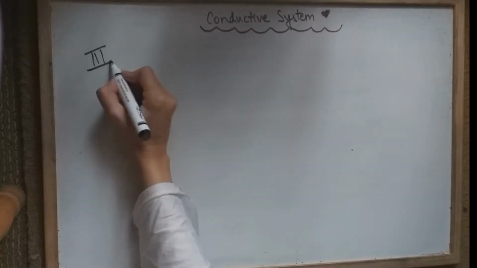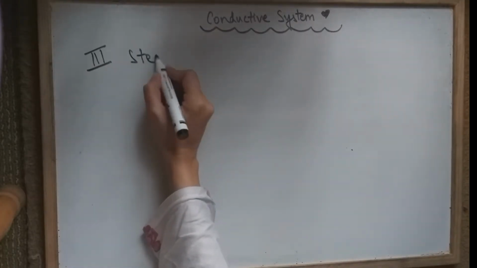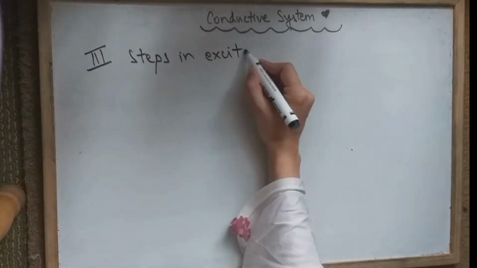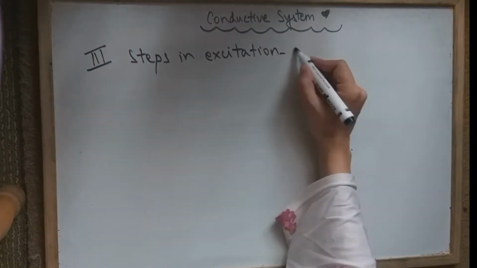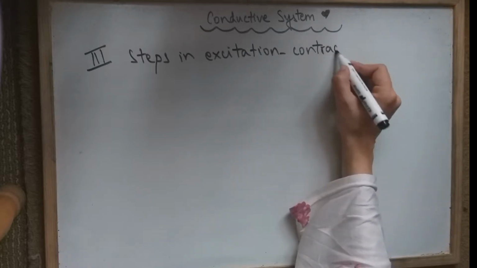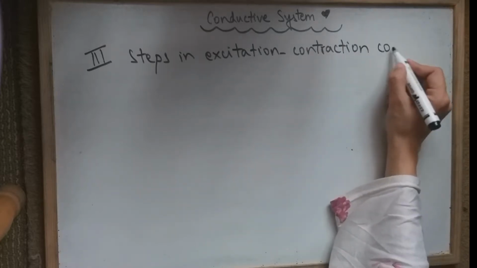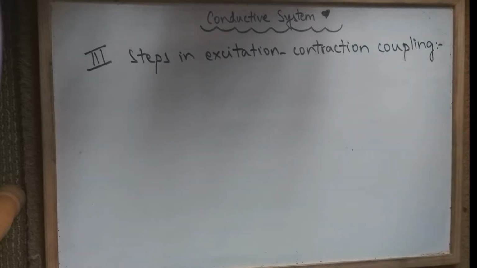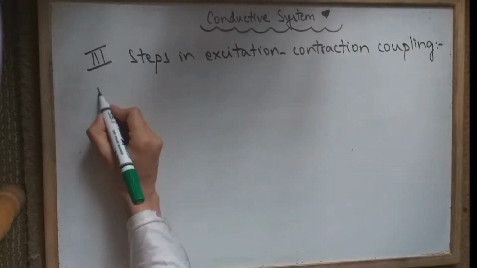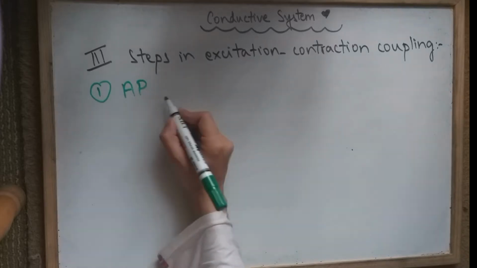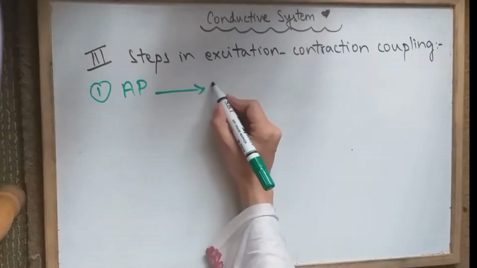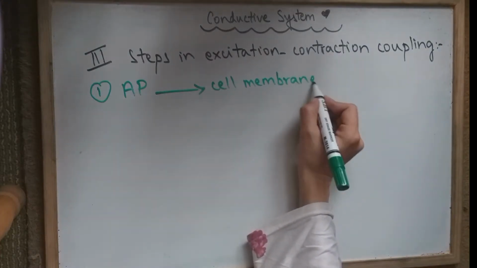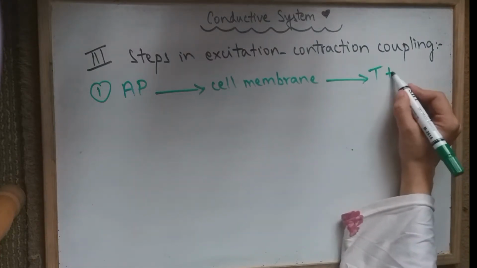Moving on to the third part, here we'll speak about what the action potential actually does. So how does the heart contract, right? So it's the steps of excitation-contraction coupling. So first we have the action potential. From there, it goes to the cell membrane, right? From the cell membrane, it goes to the tubules. So they allow the action potential to pass through. So that's the second step.